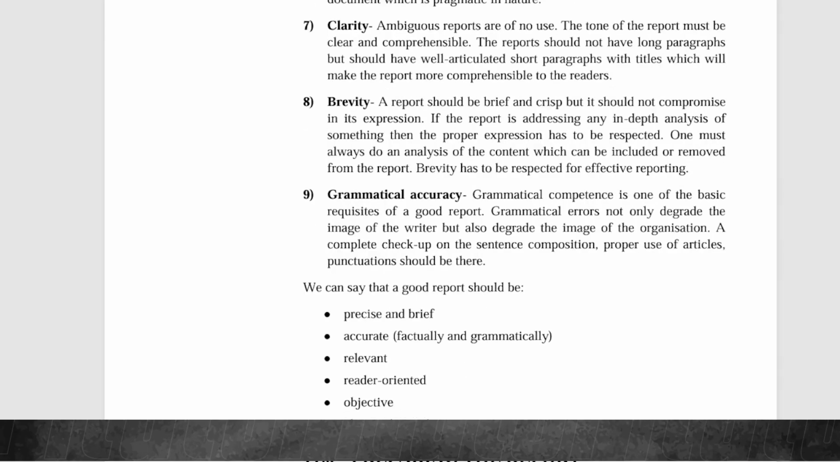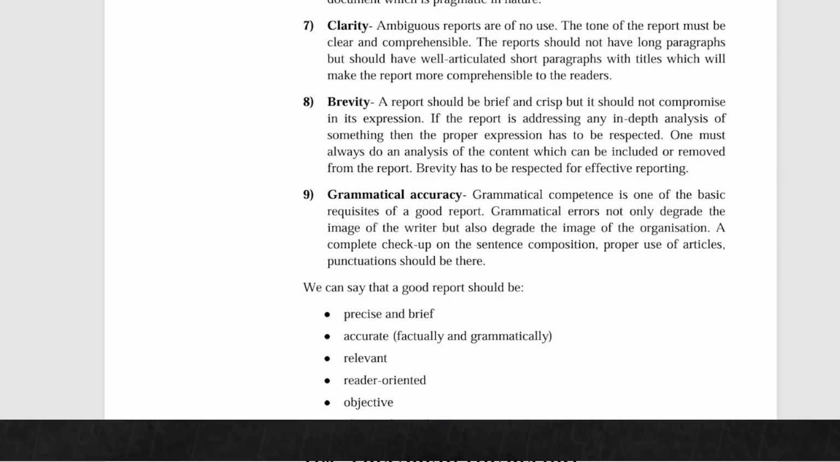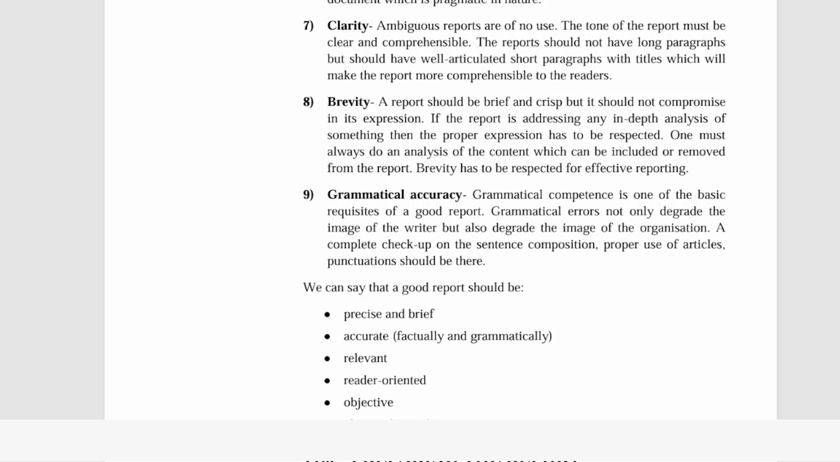And brevity. A report should be brief and crisp, but it should not compromise in its expression. If the report is addressing any in depth analysis of something, then the proper expression has to be respected. One must always do an analysis of the content which can be included or removed from the report.